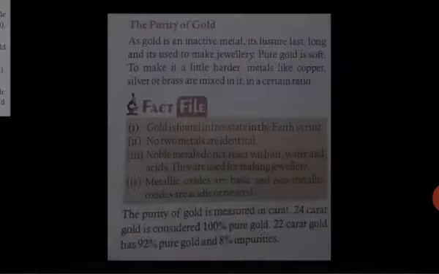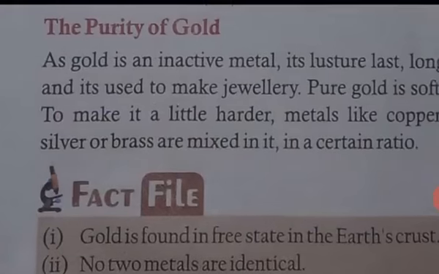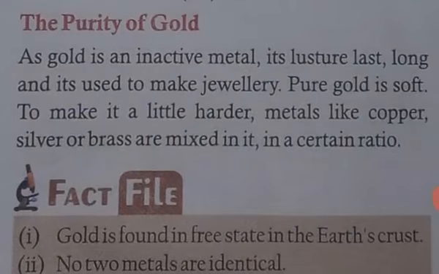And the last topic is the purity of gold. Okay, gold is an inactive metal. Its luster lasts long and it is used to make jewelry. इसको ज्वेलरी बनाने में यूज़ किया जाता है और ये इनएक्टिव मेटल्स है. प्योर गोल्ड इज सॉफ्ट. To make it a little harder, metals like copper, silver, or brass are mixed in it in a certain ratio.